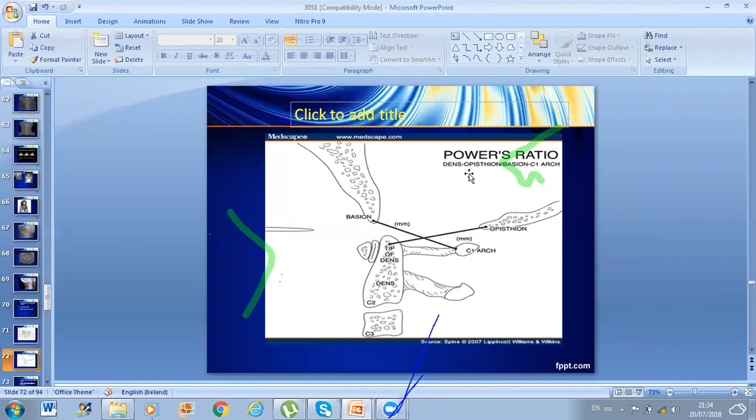You can see this ratio over here. It's from the tip of the dens to the opisthion, divided by the basion to the posterior arch of C1. These lines also have particular names. What is the significance of this? If it's more than one, it designates C1, C2 subluxation.